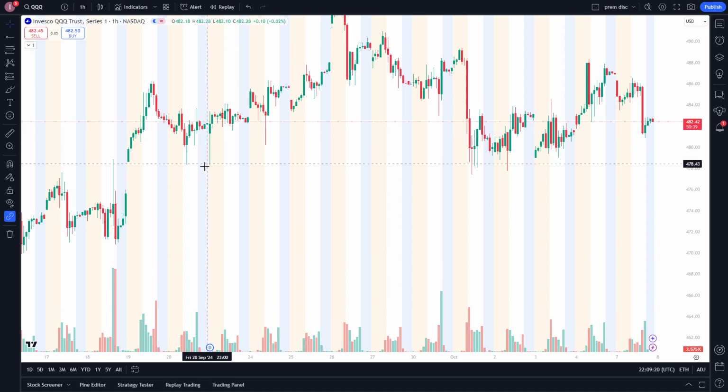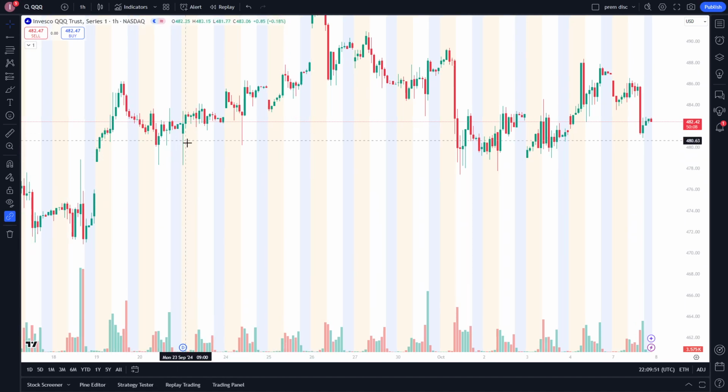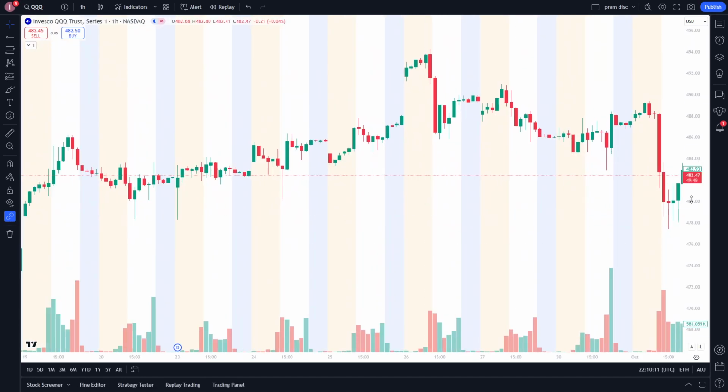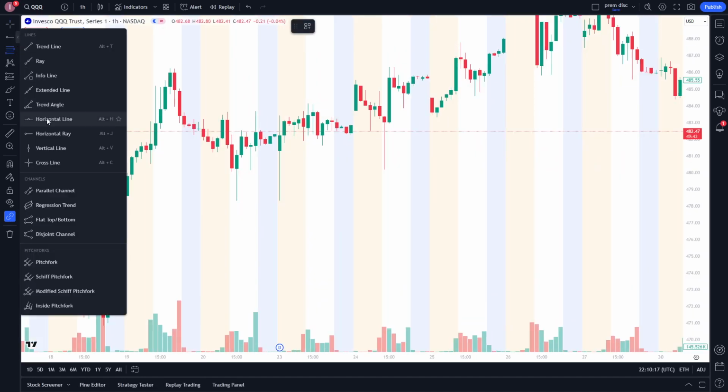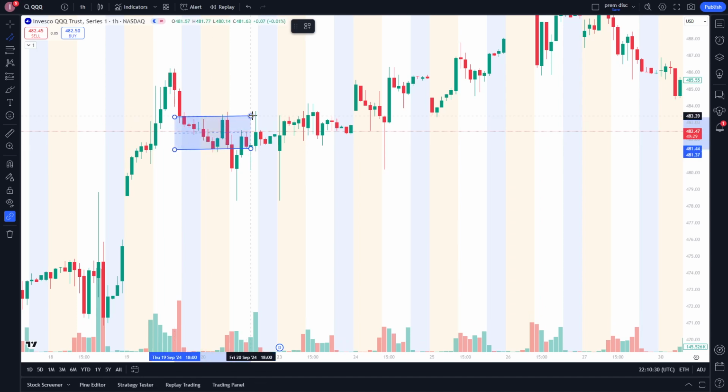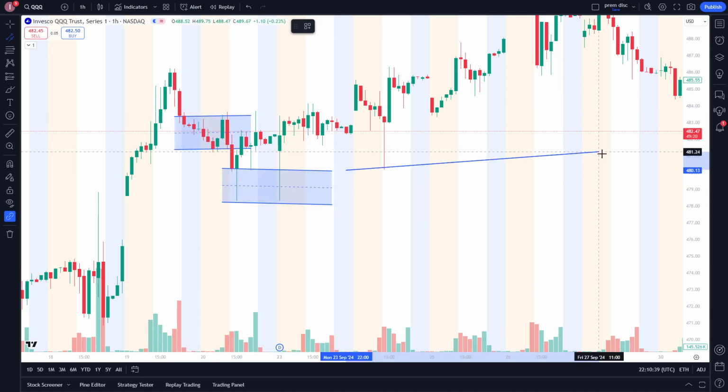And then what do you see after manipulation? Distribution. Now, just from explaining that, I hope you can see how this goes hand in hand with premium and discount. Because if you see manipulation in a discount market, we should be seeing premium. So let's zoom in, mark out these zones real quick for you. We have accumulation, manipulation, and distribution.